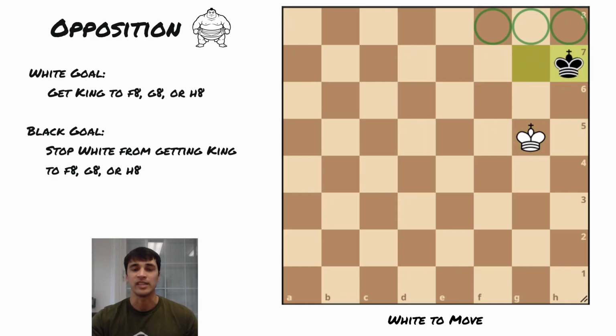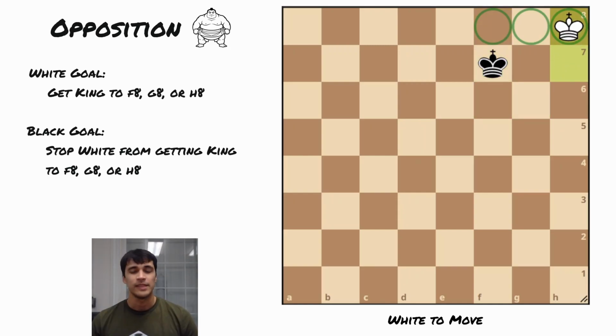If black goes king h7, white can go king f6. Now he's making slow progress towards his goal. And once again, white takes the opposition here, and white has achieved his goal. Let's see how white used the principle of opposition to win this little mini game.